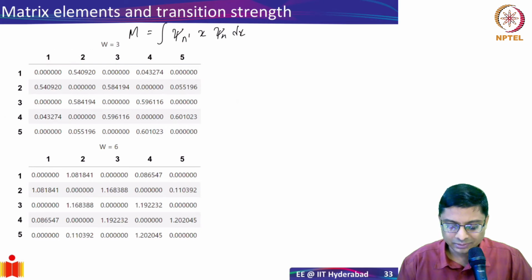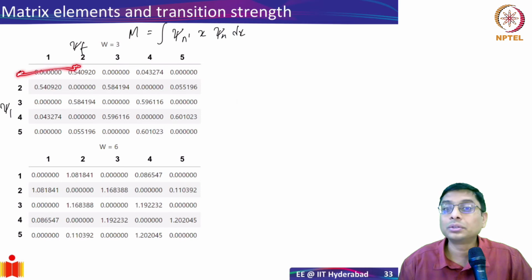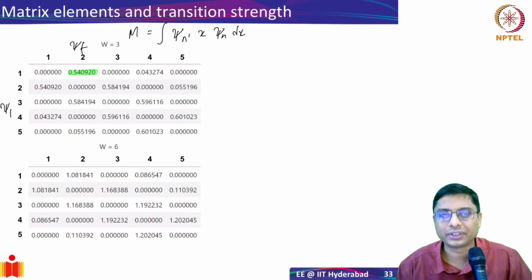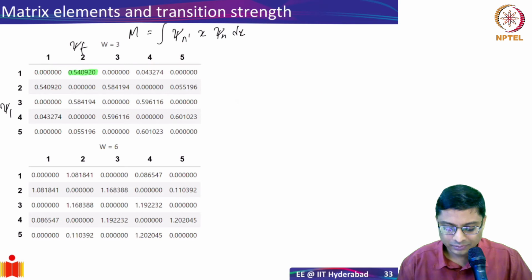Let me simply say that this is my final state, psi f, and this is my initial state, psi i. Initial to final: if I go from the first state to the second state, delta n equals 1. So it is allowed. It's an odd number, and you see that the magnitude is now 0.5. Okay, it's an allowed transition. But next, if you go from the initial first state to the third state, delta n is 2. It is not allowed, so it is 0.